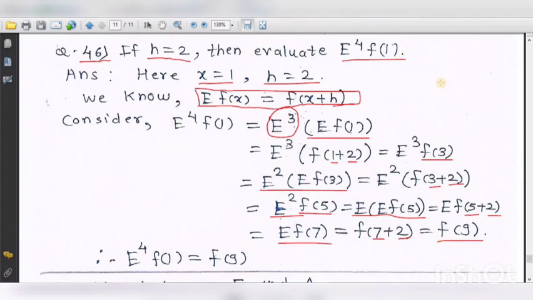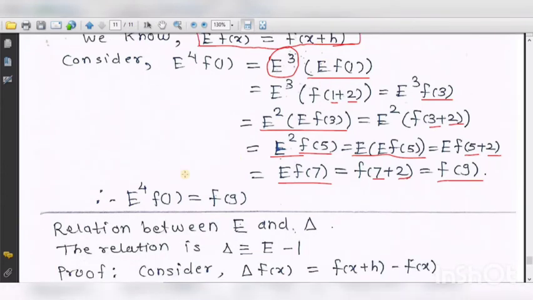So I think now you may have got how we are splitting the powers of E and getting the values using only the basic definition and nothing else. We are not using any complicated formula. We are just using the basic formula here. So finally we get E raised to 4 f of 1 equal to f of 9, the final answer.